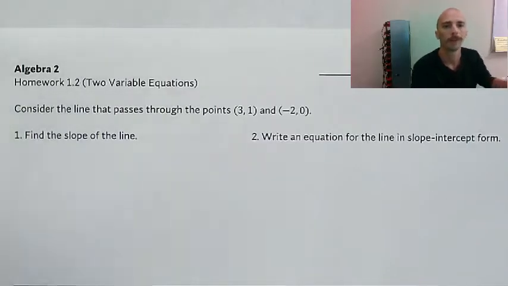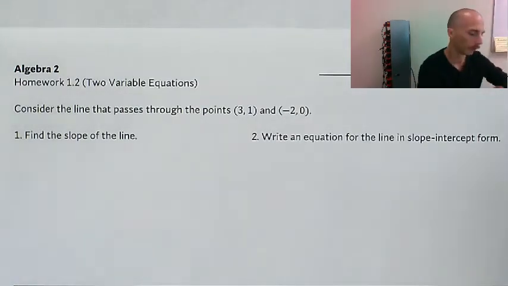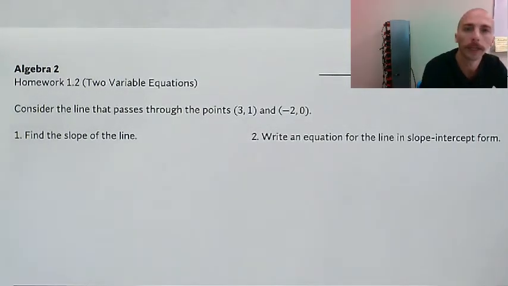Alright, welcome. In this video we're going to be working Algebra 2 Homework 1.2, and that's kind of getting started on linear functions, equations of lines, stuff like that. So first we're going to consider the line that passes through the points (3, 1) and (-2, 0). And they're going to ask us to find the slope of the line.